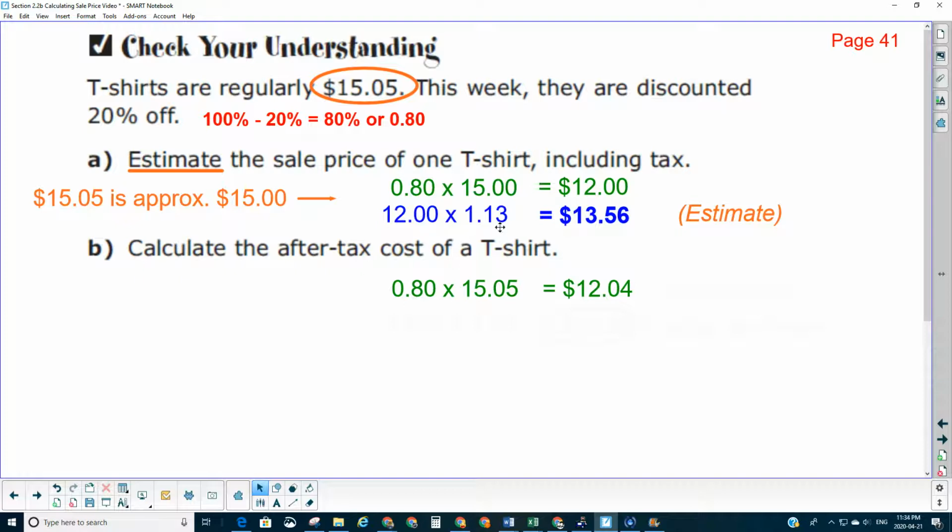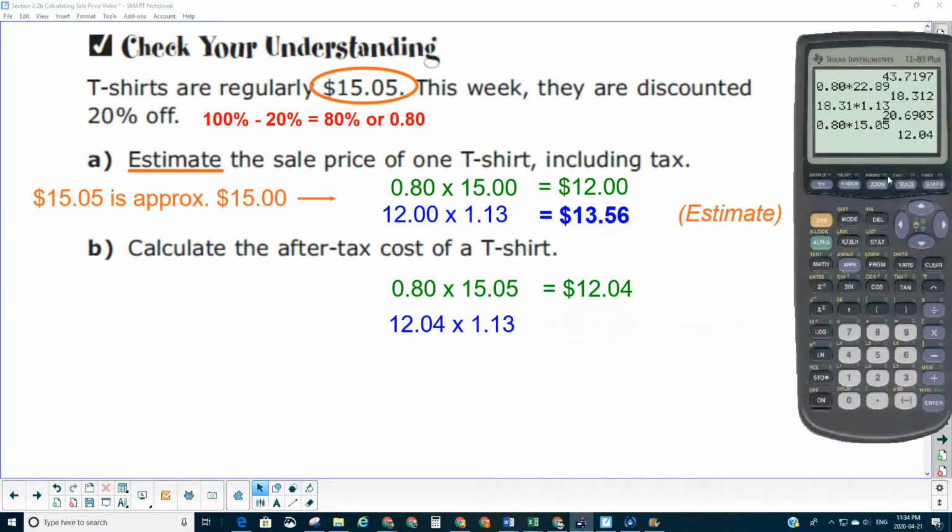Now we can go off and do $12.04 times 1.13. So we'll get our calculator back here. It's right there. So I'm going to go times. Oh, that doesn't look good. Let's try this. 12.04 times 1.13, and we get $13.6052. So again, we're going to round to two decimal places.